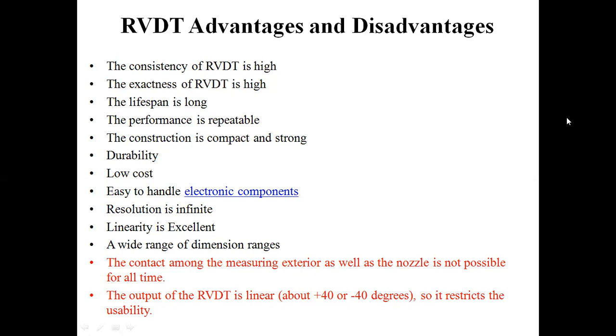Whereas in the case of disadvantages, contact between the measuring exterior as well as the nozzle is not possible all the time. And similarly, the output of the RVDT is linear only over a range, so it restricts the usability.